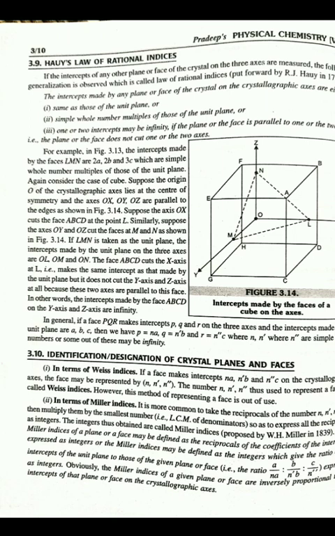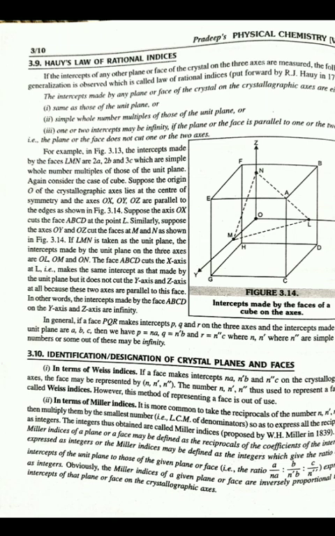The numbers n', n'' thus used to represent a face are called Weiss indices. However, this method of representing a face is out of use. Second, in terms of Miller indices, it is more common to take the reciprocals of the numbers n', n'', and then multiply them by the smallest number, that is the LCM of denominators, so as to express all the reciprocals as integers. The integers thus obtained are called Miller indices, proposed by W. H.